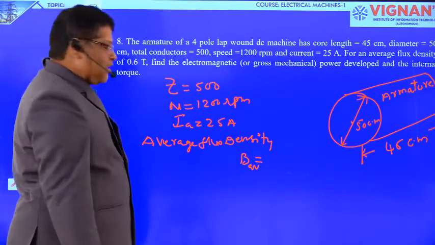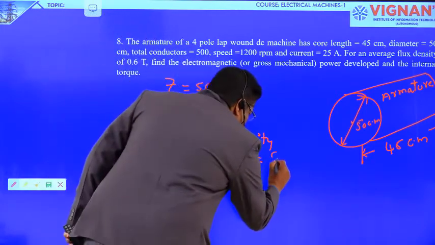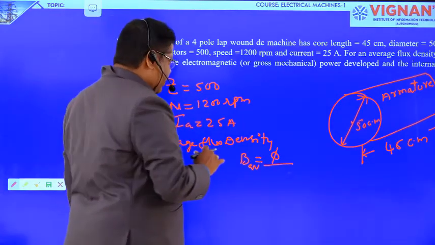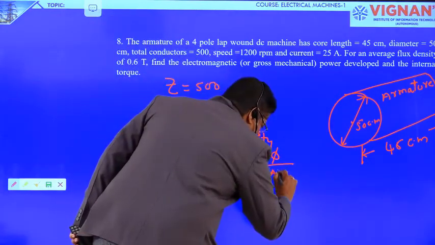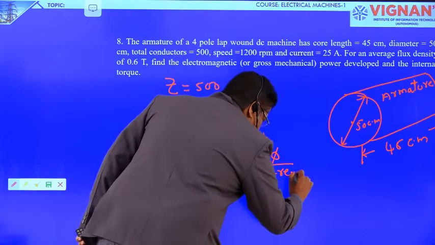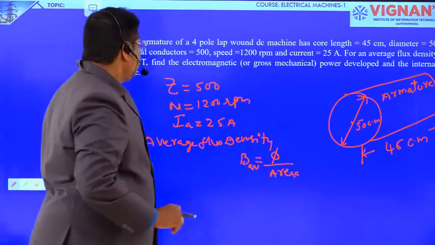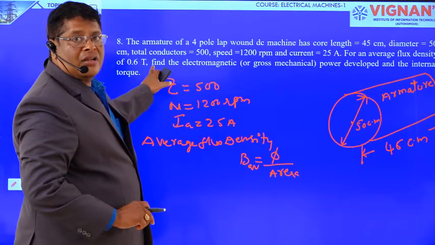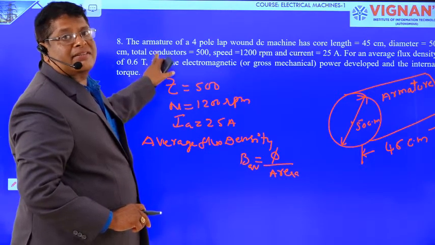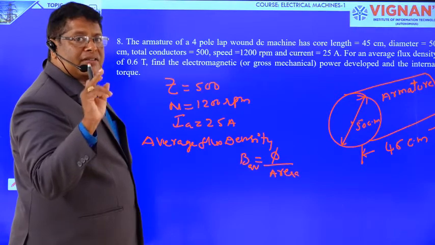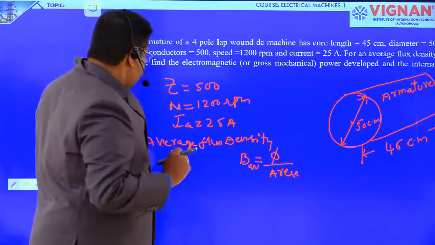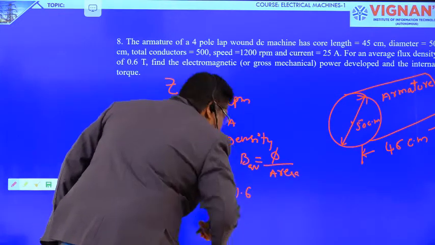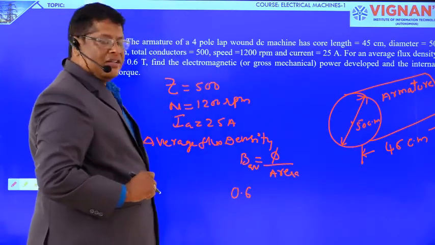That average value is equal to total flux divided by area. Area is given. Tesla, this unit is given in Webers per meter square. 1 Weber per meter square equal to 1 Tesla. So here this value is given as 0.6.